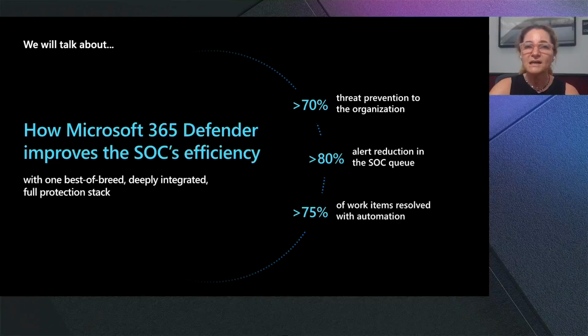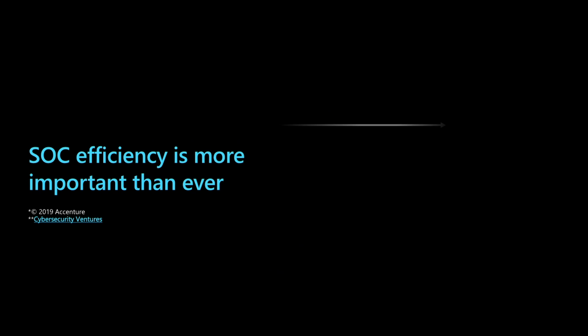So in the next 20 minutes or so, we're going to talk about how Microsoft 365 Defender improves the SOC's efficiency, leveraging its unified best-of-breed, deeply integrated full protection stack. We will see how over 70% of threats are prevented from even reaching into the organization, with about 80% of remaining threat alerts reduced into fewer comprehensive SOC work items, and 75% of those automatically investigated and resolved for you.